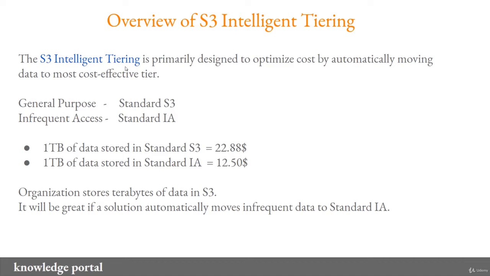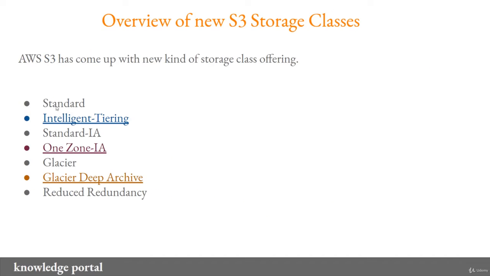Now the S3 intelligent tiering is primarily designed to optimize cost by automatically moving the data to the most cost effective S3 tier. When you talk about the price difference, because here we were discussing that there were multiple S3 storage classes. In terms of the older storage classes which S3 used to offer, one among them was the standard one and second was the standard infrequent access.